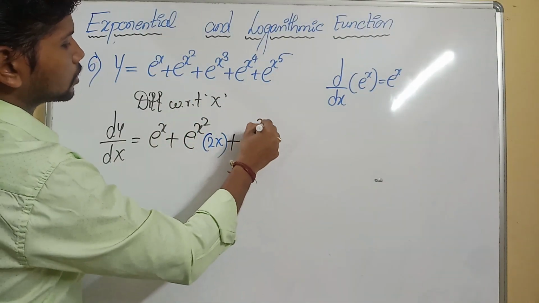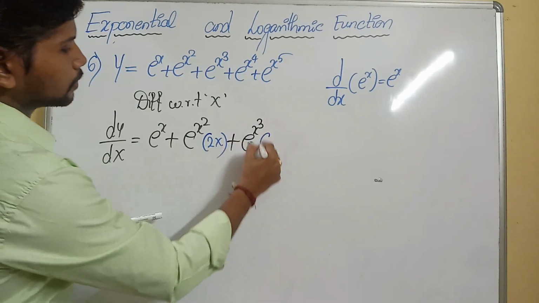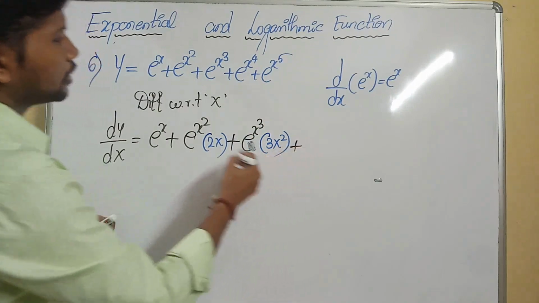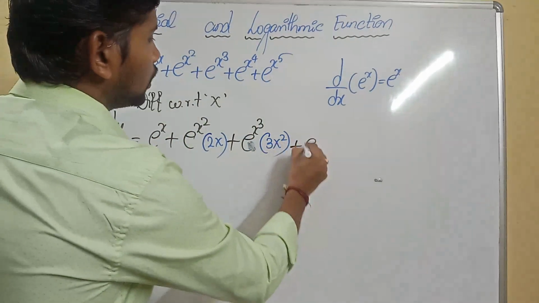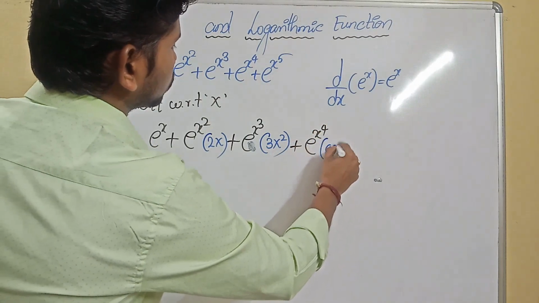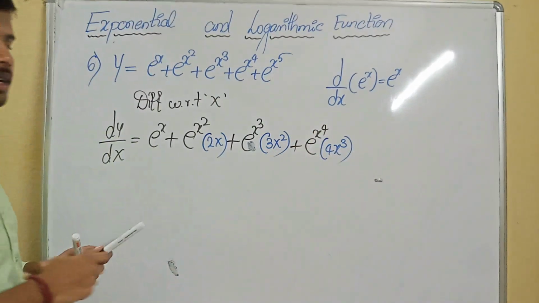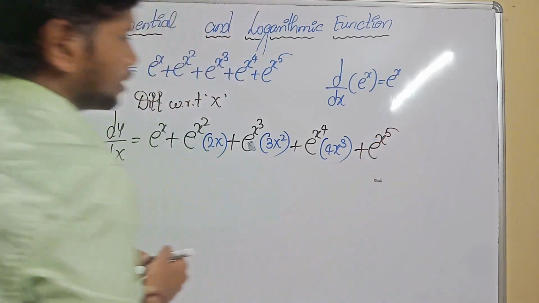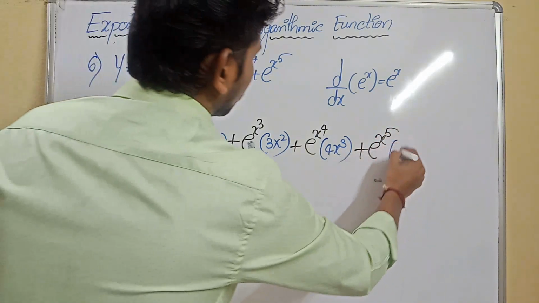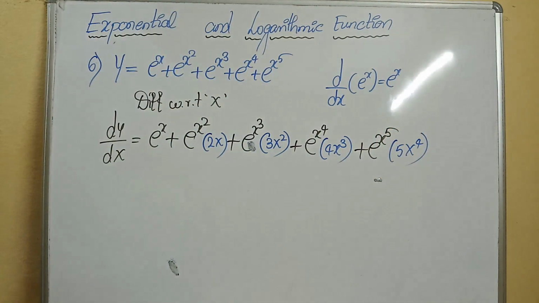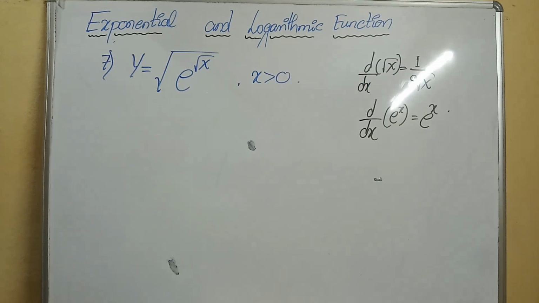E to the power x cube. What is the derivative of x cube? Yes, it is 3x square. Okay, now then plus the derivative of e to the power x raised to 4: e to the power x raised to 4. What is the derivative of x raised to 4? 4x to the power 3. Got it? Okay. Then what is e raised to x raised to 5? E to the power x raised to 5 as it is. What is the derivative of x raised to 5? 5x to the power 4. I am writing the power derivative here. The derivative of x will be 1, not necessary to write.